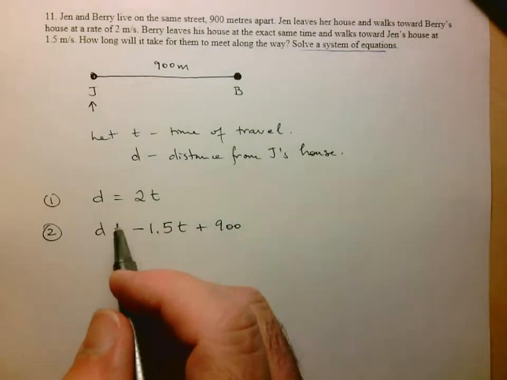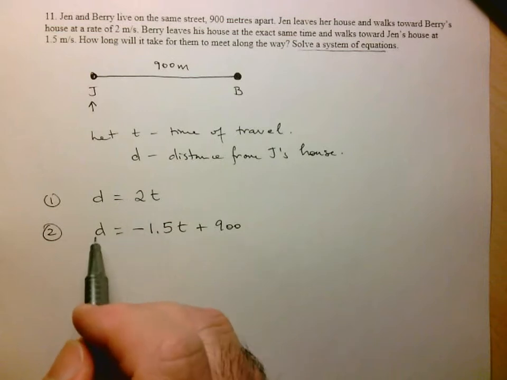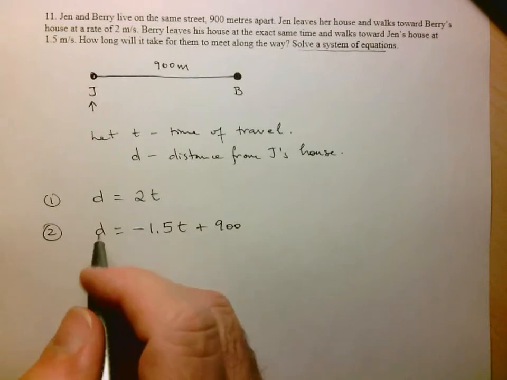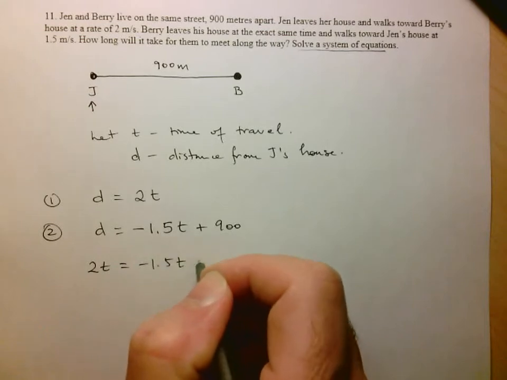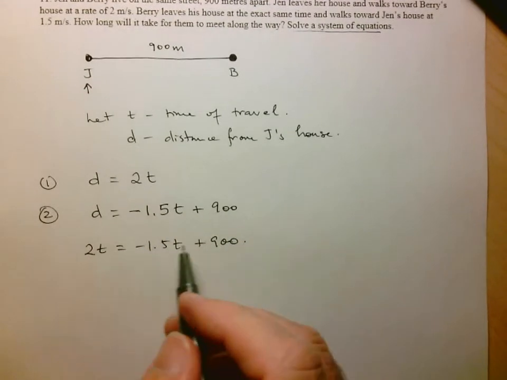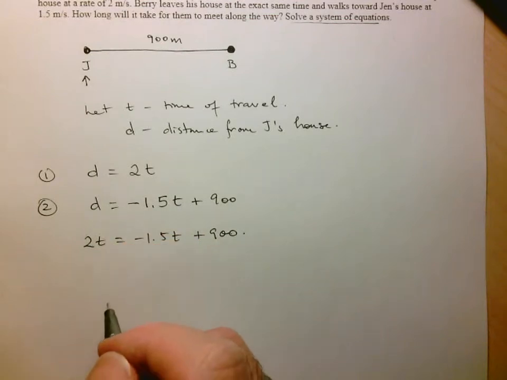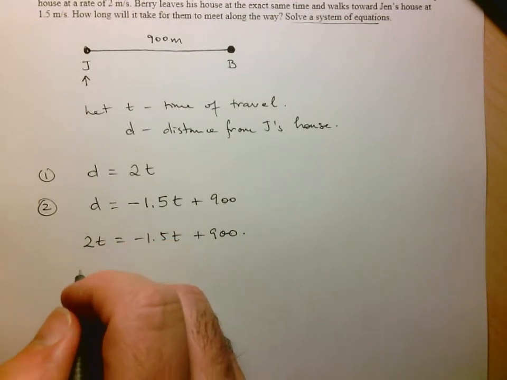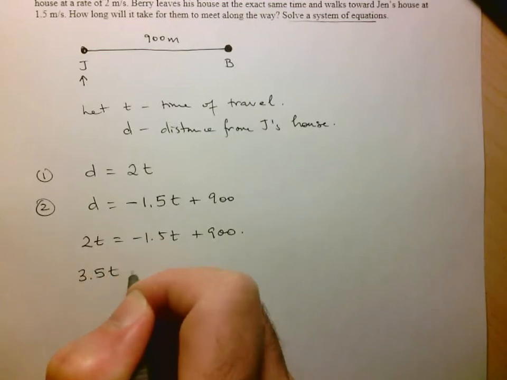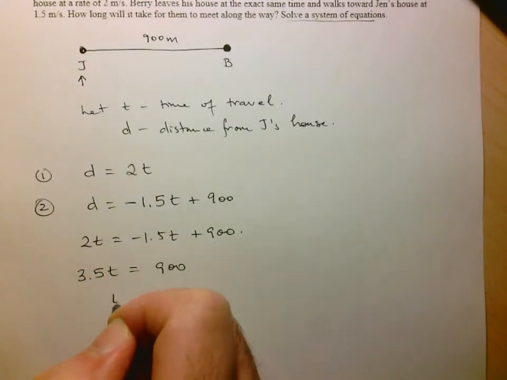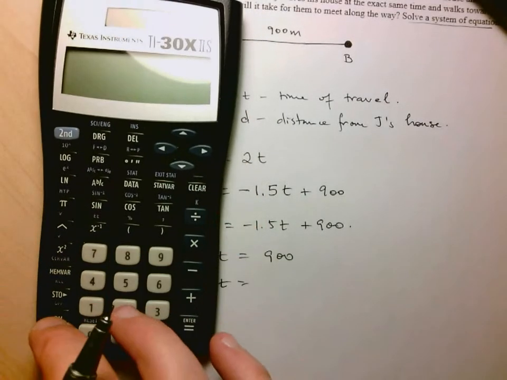From the first equation, I know that d is equal to 2 times t. So I'm going to substitute that into the other equation. Wherever I see d, I'm going to replace that by 2t. Now I just solve my one equation and one unknown. So bring the negative 1.5t to the other side. It becomes 2 plus 1.5t, so that's going to be 3.5t equals 900.